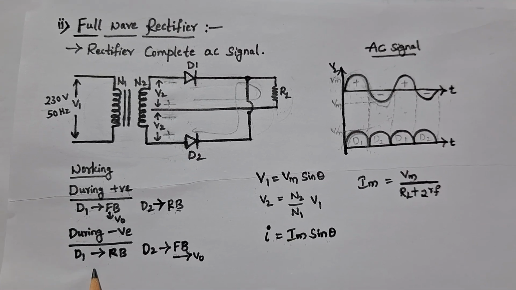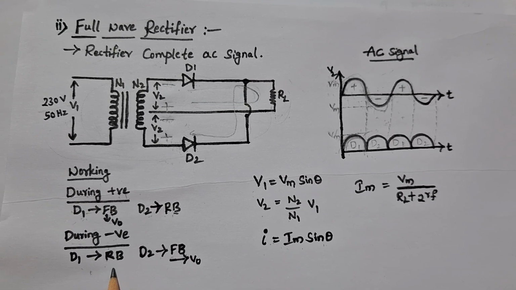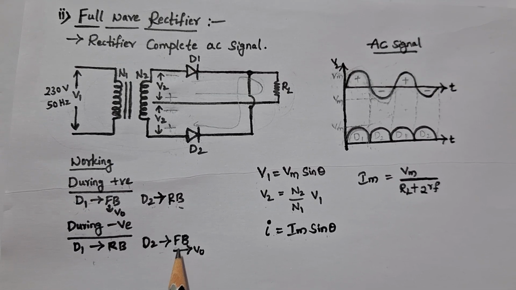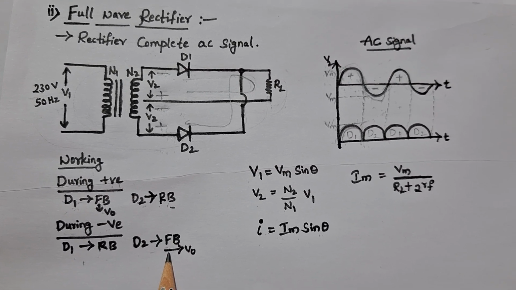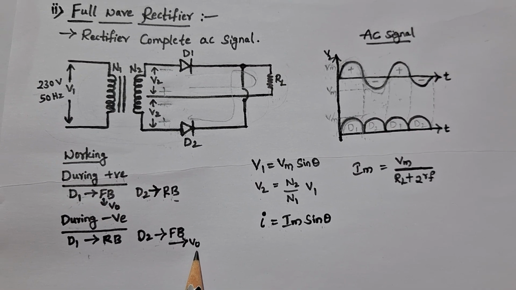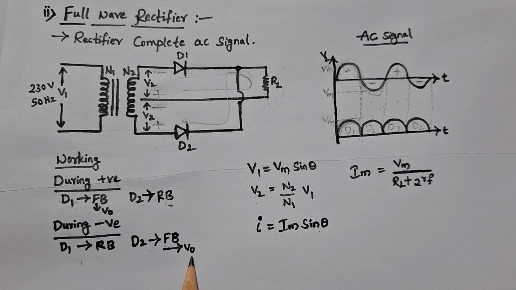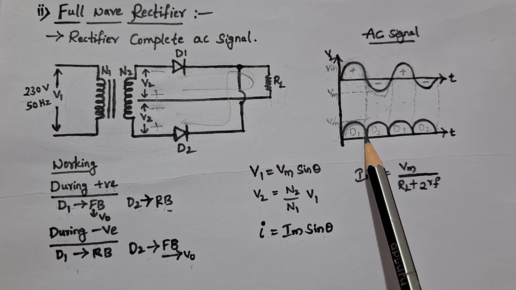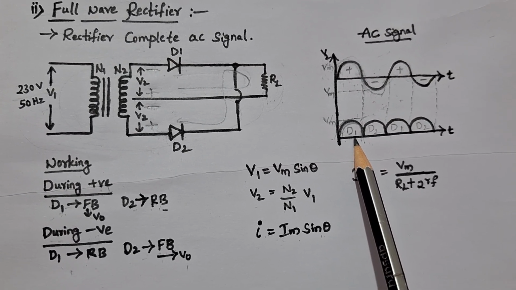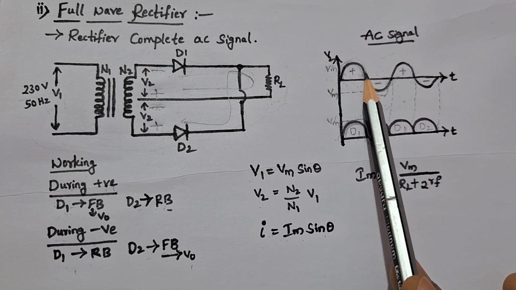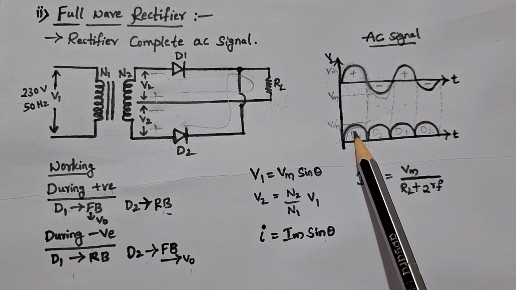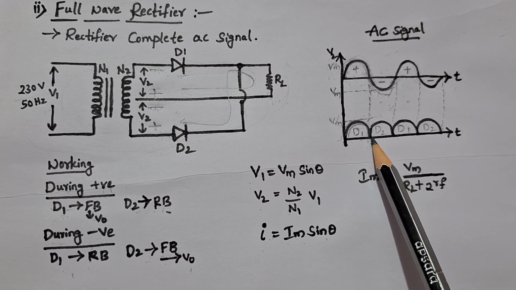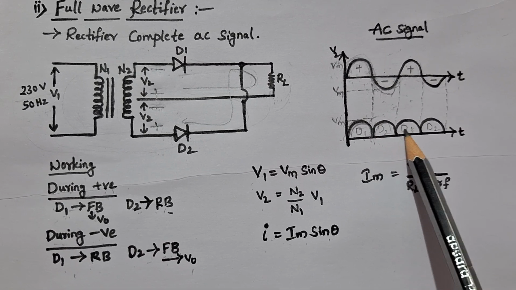So we can say D1 is reverse bias during the negative half of the input cycle and D2 is forward bias. Since D2 is forward bias, we will get the output voltage V0 due to the conduction of diode D2. See here in this graph, hence we will get output voltage during the positive half of the input cycle due to D1, and during the negative half of the input cycle we will get the output voltage due to D2. The same process will continue.